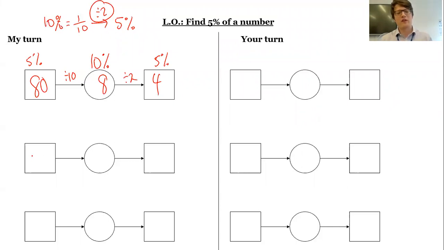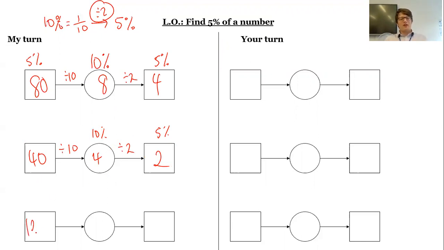What about if I wanted to find 5% of 40? Well, again, first of all, I'm going to find 10%. So I'm going to divide by 10, 1/10, which is 4. Now I've got 10%, and I need to get to 5%. Well, to get from 10 to 5, I divide by 2. 4 divided by 2 is 2. So 5% of 40 is 2.